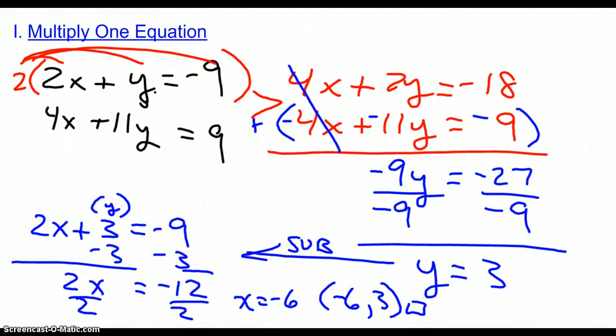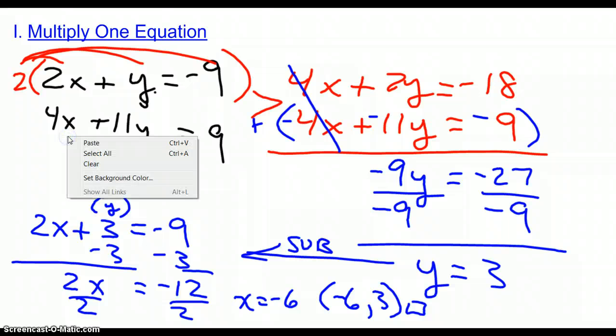Now don't forget to mentally check at least, or go ahead and write it down. Is it true that negative 6 times 2 plus 3 equals negative 9? Yes. Good. And is it true that if we plug negative 6 into here, so 4 times negative 6 plus 11 times 3 is 9? Is that true too? Yes, so we can check off that we know that this is the solution.